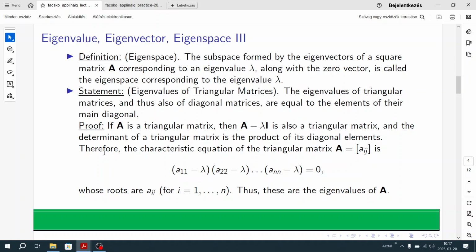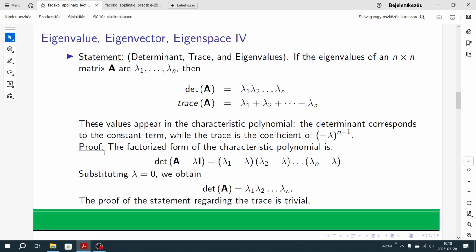This statement says the eigenvalues of the triangular matrices are the elements of the main diagonal. It's truly and simply true for the diagonal matrices, but it's also true for triangular matrices. So that was some description about this.